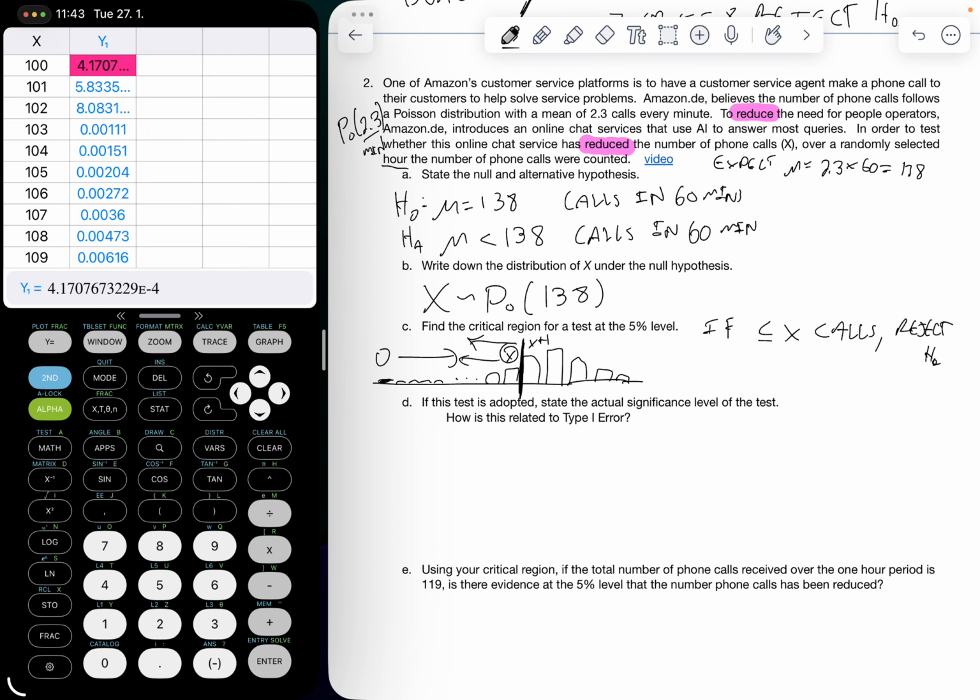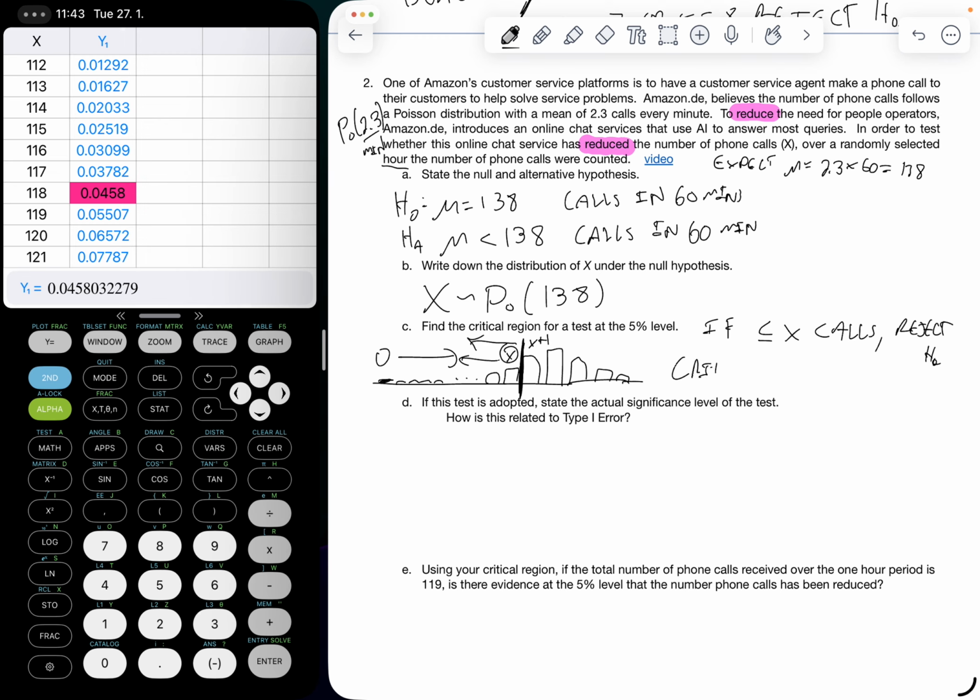You see now we're at E negative 4, E negative 3, and then we are into actual decimal values. But I want the first value that's under 5%. Okay, here we are. The probability of getting 115 or less would be about 2.5%. The probability of 116 or less would be about 3%. Probability of 117 or less is about 3.7%. Probability of 118 or less is about 4.5%. Probability of 119 or less, now we're over 5%. So 118 looks like my critical region.